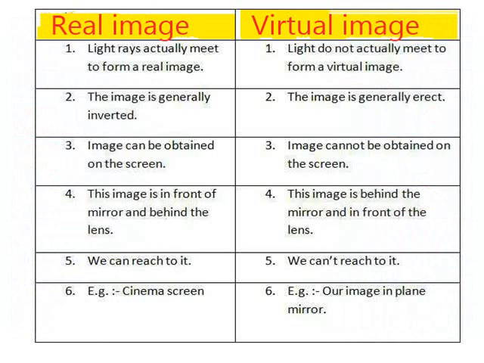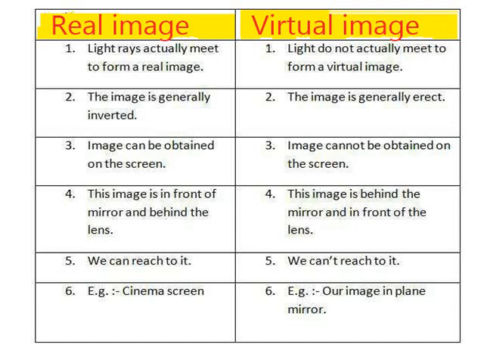This table gives you the difference between real image and virtual image. First point, light rays actually meet to form a real image. They meet here. Here light rays actually appear to meet. They don't really meet, they appear to meet to form a virtual image. Here add the words appear to meet, right? And the second point, the image is generally inverted in the case of real. Real images are all inverted. The image generally formed in the virtual case is erect.